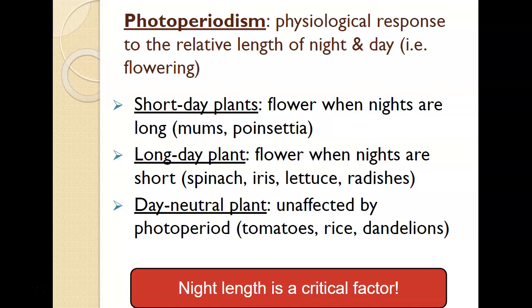Other plants like spinach, lettuce, radishes, things like that, grow in the peak of summer. So they are the long day plants. They like it best when the nights are short. And then there are ones that are day neutral, that really don't care at all. They don't need a necessary amount of light. But the idea here is that the night length is super critical.